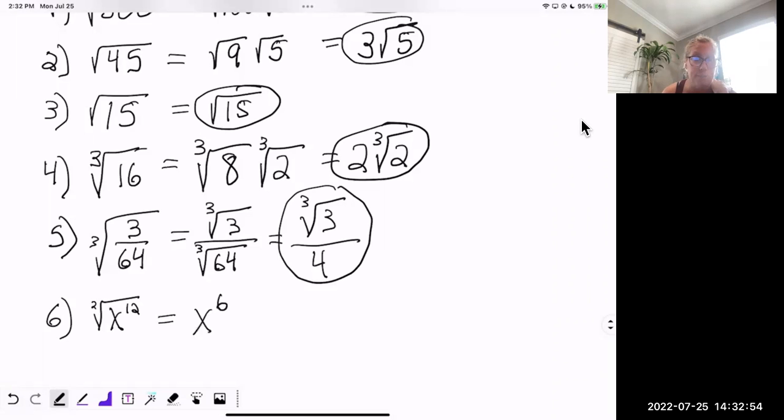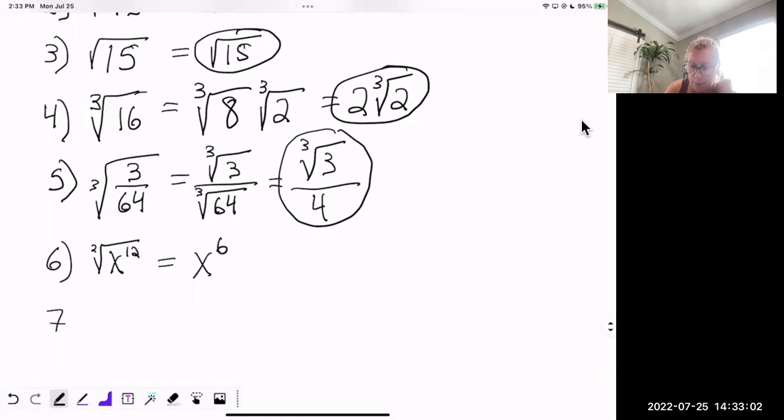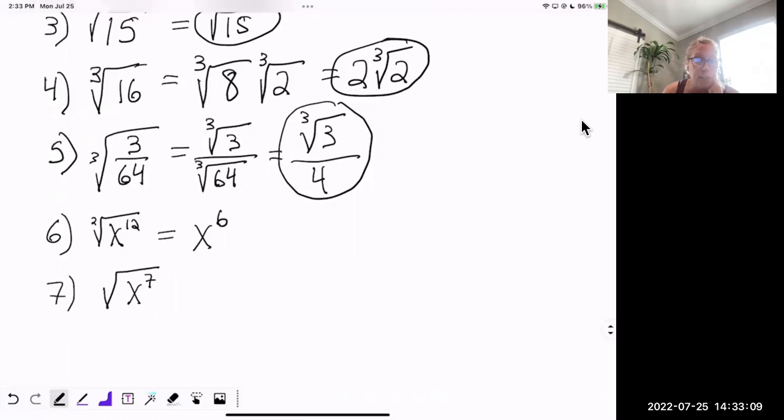It comes out perfectly. But what do you do if it doesn't come out perfectly? Like number 7. Let's say I have the square root of x to the 7th. How many 2's are in 7? Well, it's not going to be even, but I can do 3 because 3 would give me 6. So it'd be x to the 3rd. I can get 3 out. That makes x to the 6, right? But I have 1 left over.